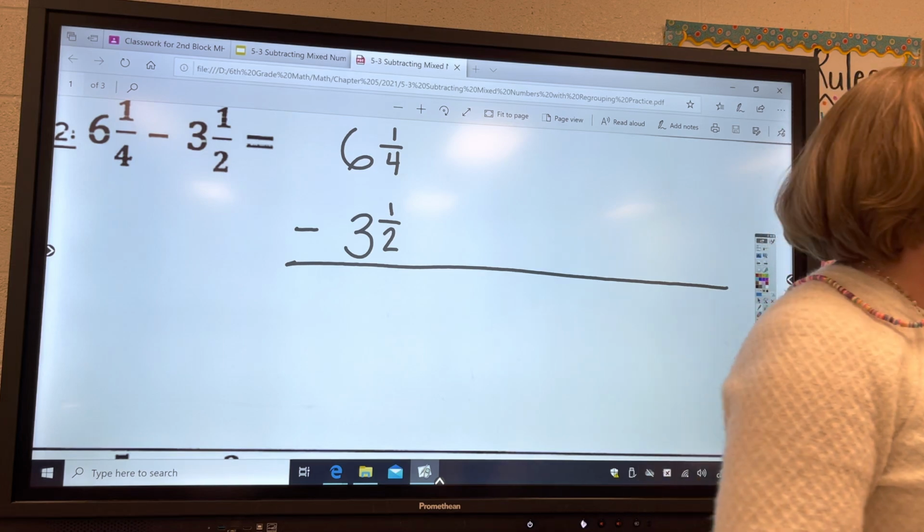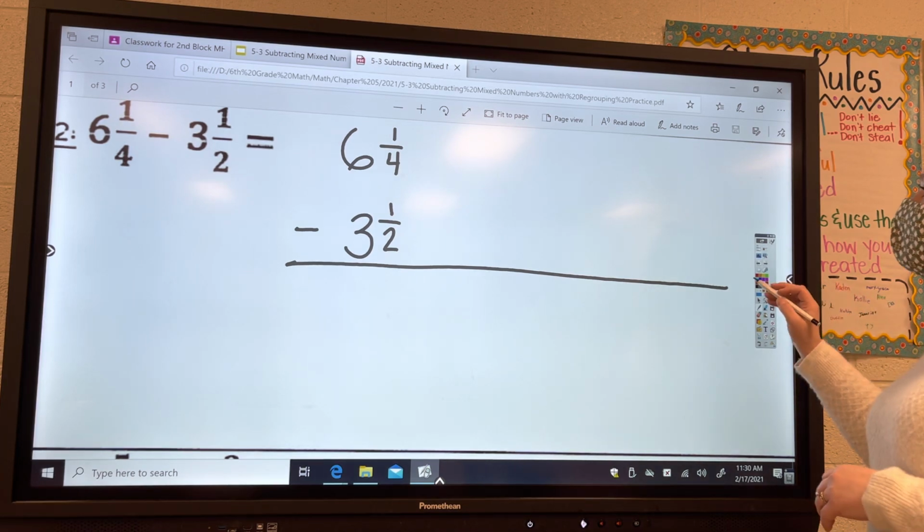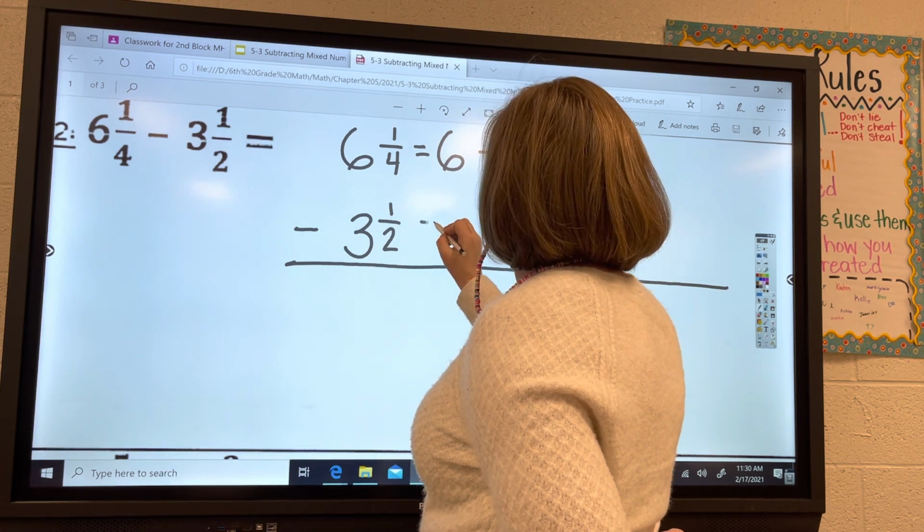All right, I want you to write this one up and down: 6 1/4 minus 3 1/2. I want you to find a common denominator. Ask yourself the question, is the bigger denominator a multiple of the smaller denominator? Is 4 a multiple of 2? Yes. So, 4 is my common denominator.